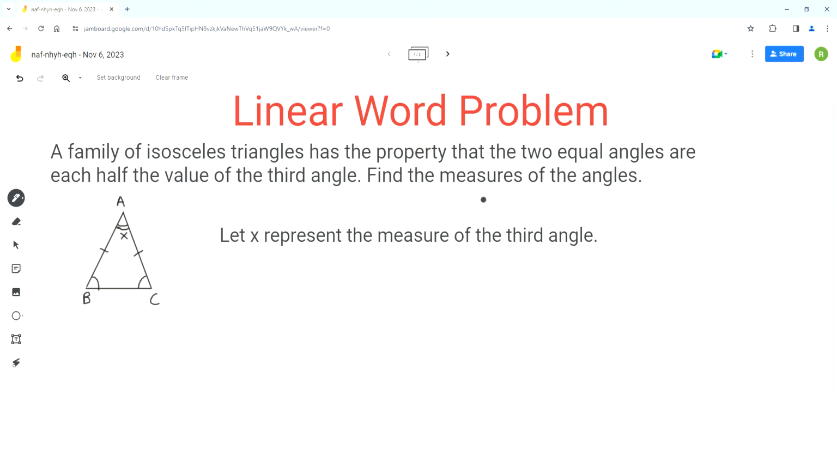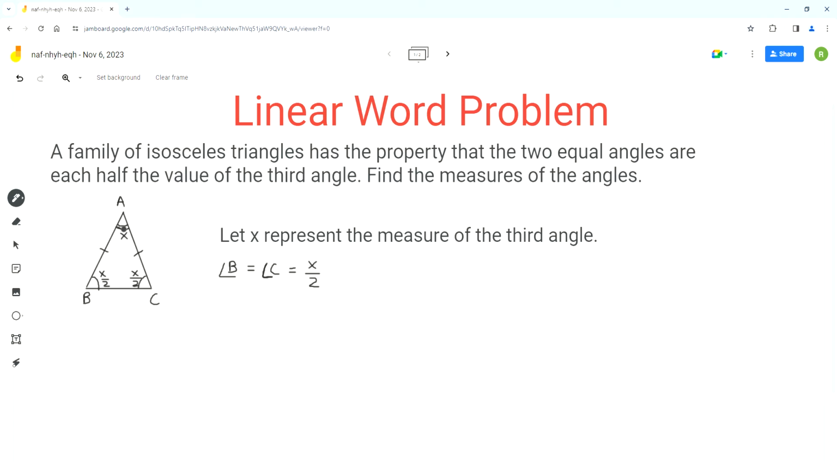Now as per the problem, the two equal angles are each half the value of the third angle. So that means the measure of angle B and angle C is equal to x over 2. So we can write that as our next step. So angle B, which is equal to angle C, are equal to x over 2. So we can label in this diagram angle B as x over 2 and angle C also as x over 2. So this is the setup that we'll use to solve this problem.